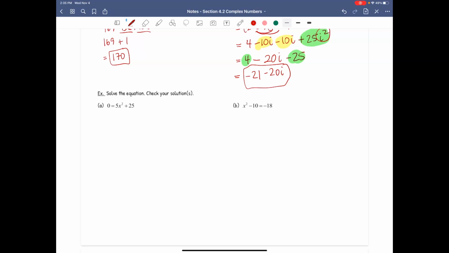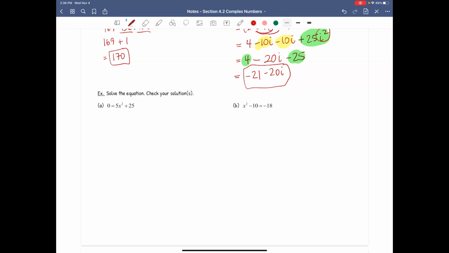In the final part of the notes, we want to solve the quadratic equation, and then once we get our solution or solutions, we want to check them by plugging them back into the original equation. And so what we have here is 0 is equal to 5x squared plus 25. Notice that this looks very similar to the equation that we started the day with. Notice that there is no x term. There's an x squared and a constant term, but there is no x term.